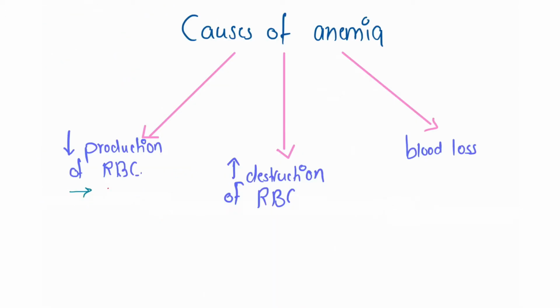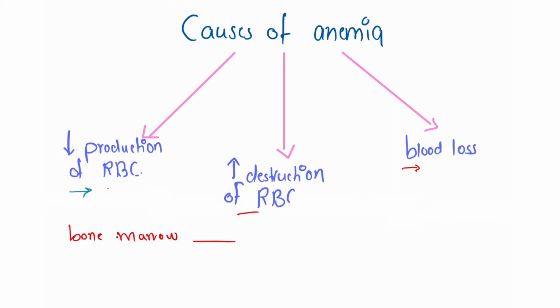Regarding causes of anemia, it can be classified as either decrease in the production of RBC, increased destruction or blood loss. في حالة decrease in production of RBC نسوي مراجعة سريعة للبرودكشن. Production starts with the bone marrow in adults.